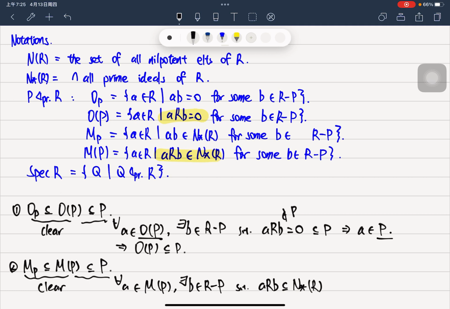Next, we are going to state that this one is the intersection of all the prime ideals of R, which means it is a subset of all prime ideals in R. Here I need this one. The intersection is a subset of P, so we get arb is in P. Then by the property of P prime, by the definition of prime ideal, we get a is in P. So we get the conclusion that M_P is contained in P.